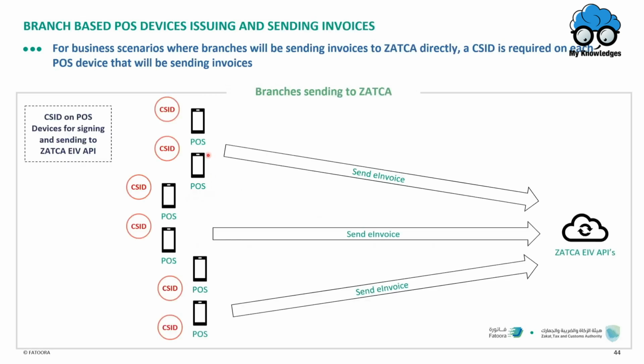Another example is if you have one single taxpayer with multiple points of sale, and each of these points of sale is generating and sending the invoices to the Zatka platform. So each individual point of sale will have to acquire a CSID. This CSID has to be unique across all of these devices, so no two devices will have the same CSID. Each point of sale will have to go through the onboarding steps that we have seen previously.